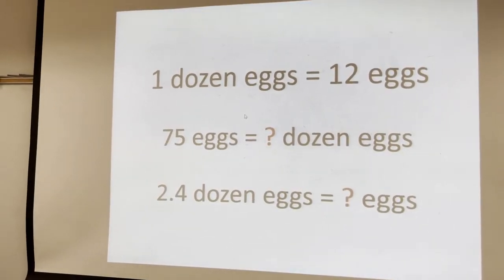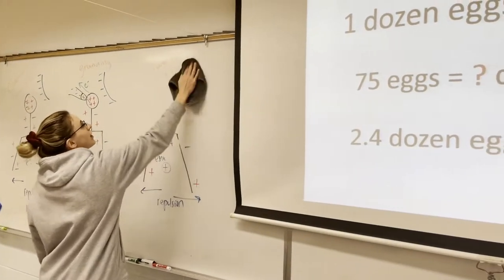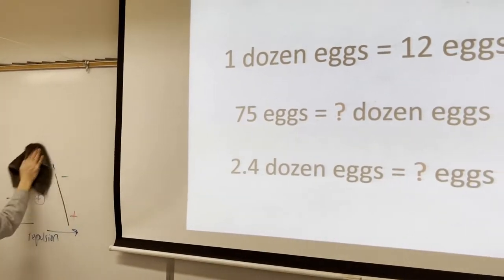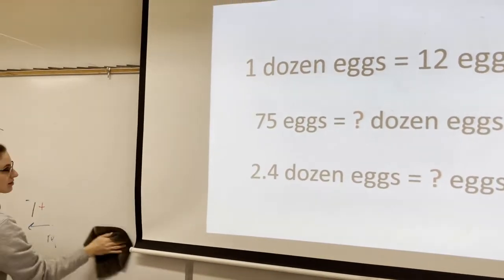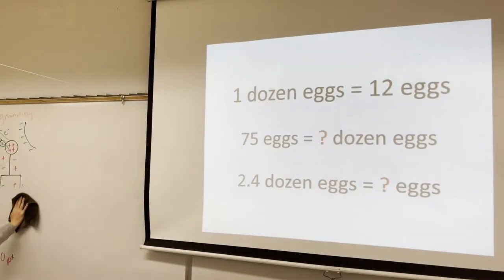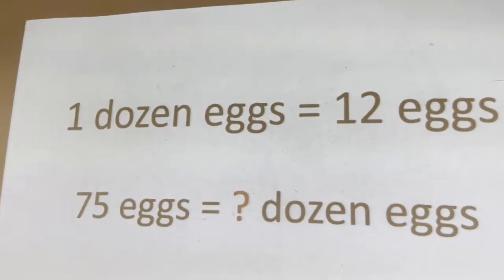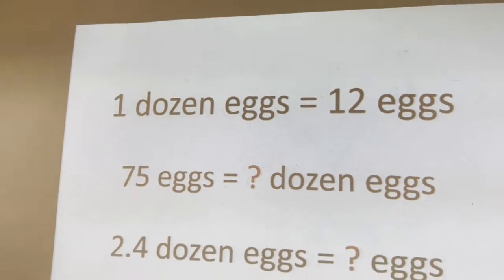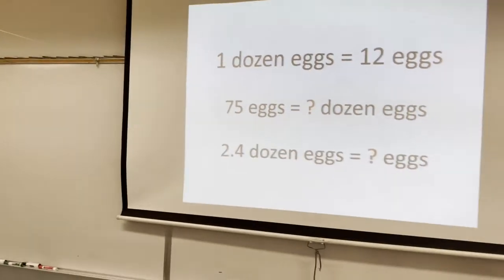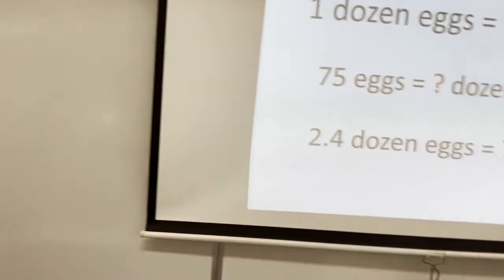Okay, so it says 1 dozen eggs equals 12 eggs. 75 eggs equals how many dozen? 2.4 dozen eggs equals how many eggs? When you have an equation like 1 dozen equals 12 eggs, you can make 2 fractions out of this, right? Yes, you can. Go ahead and start writing out what those 2 fractions are.